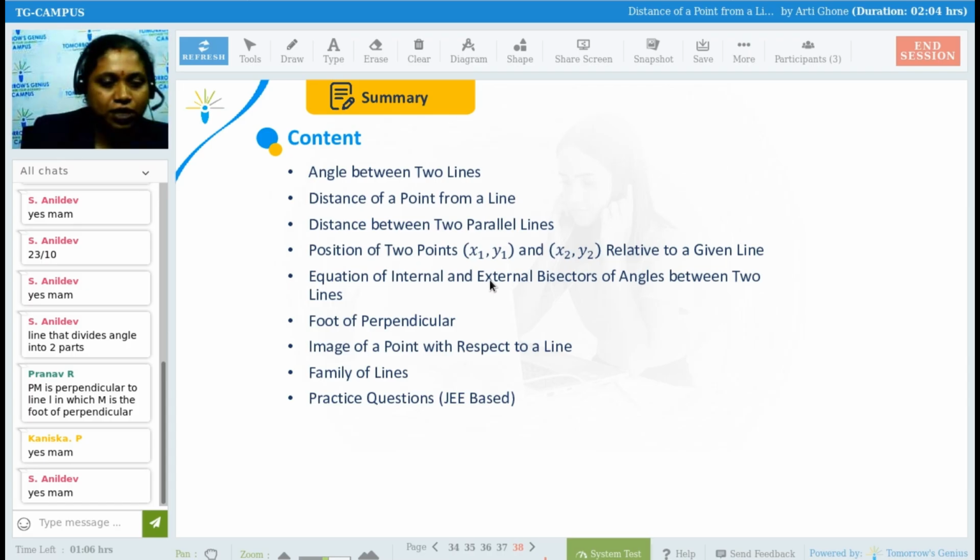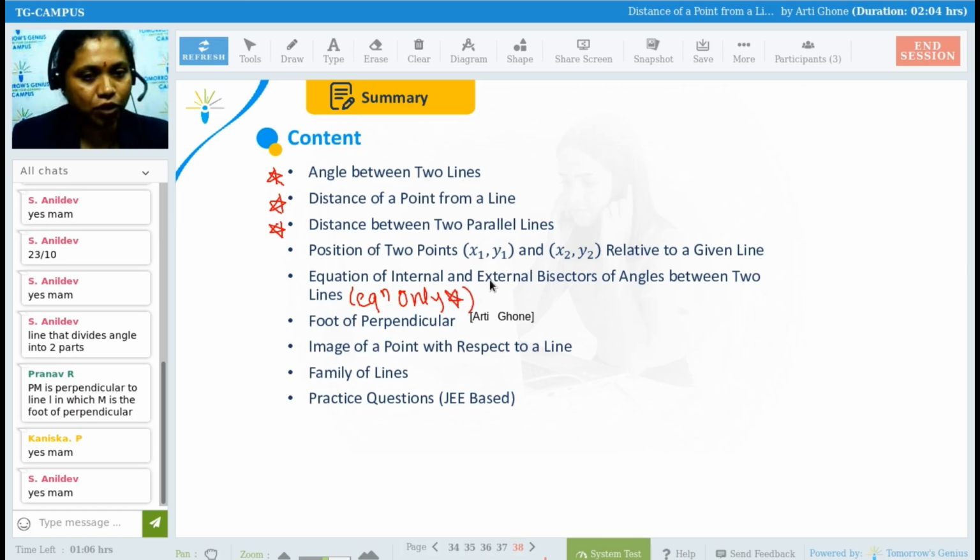And remaining all things are related to these. So see, I will cover up over here. What is important in today's session? Remember these formulas, extremely important: angle between two lines, distance of a point from a line, distance between parallel lines. Okay, now position of x1, y1, x2, y2 is less important. For external and internal angle bisectors, only one angle bisector equation is important. Got it? Equation only is important. External internal condition, if you don't remember, then also fine. Foot of perpendicular is important, image is less important, and family of lines is important.